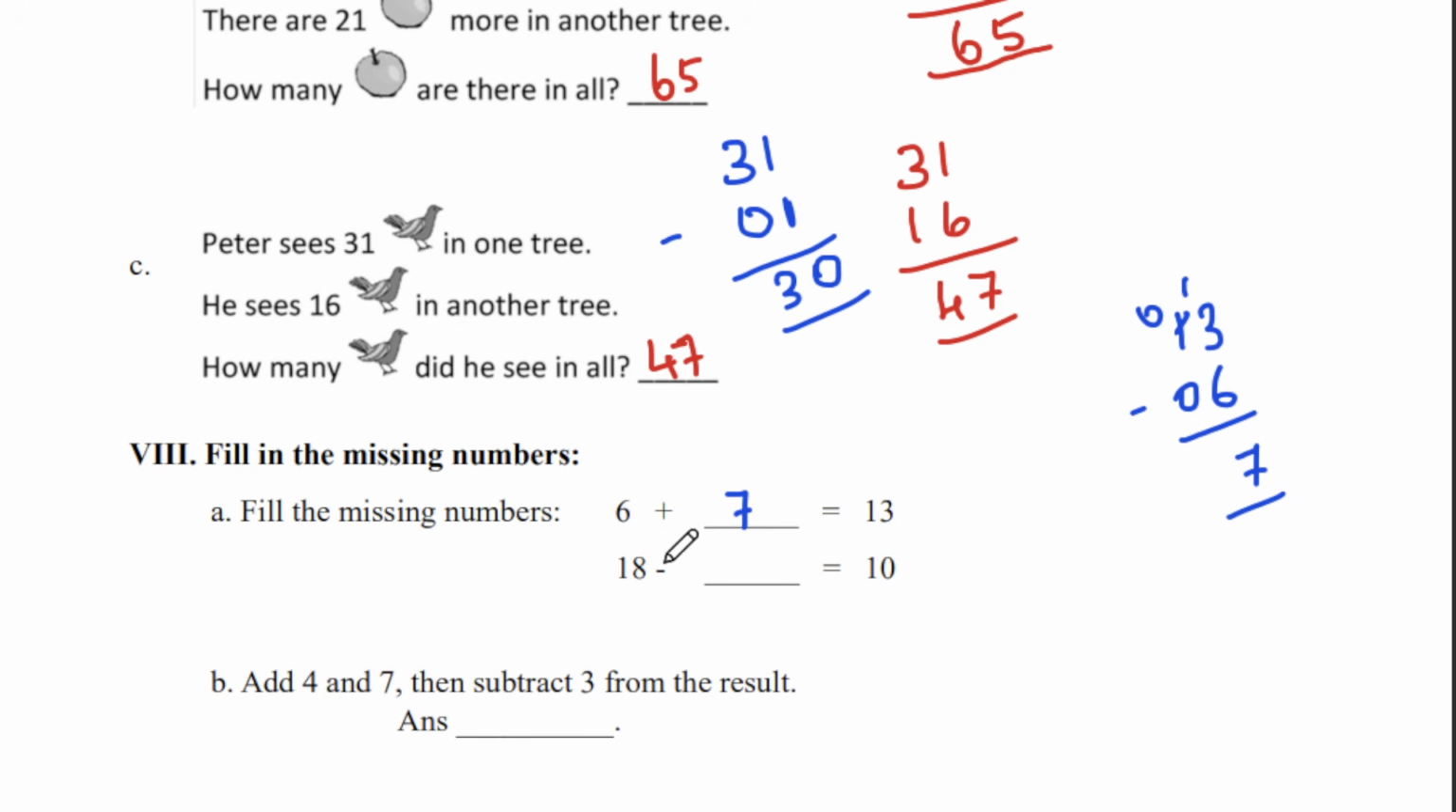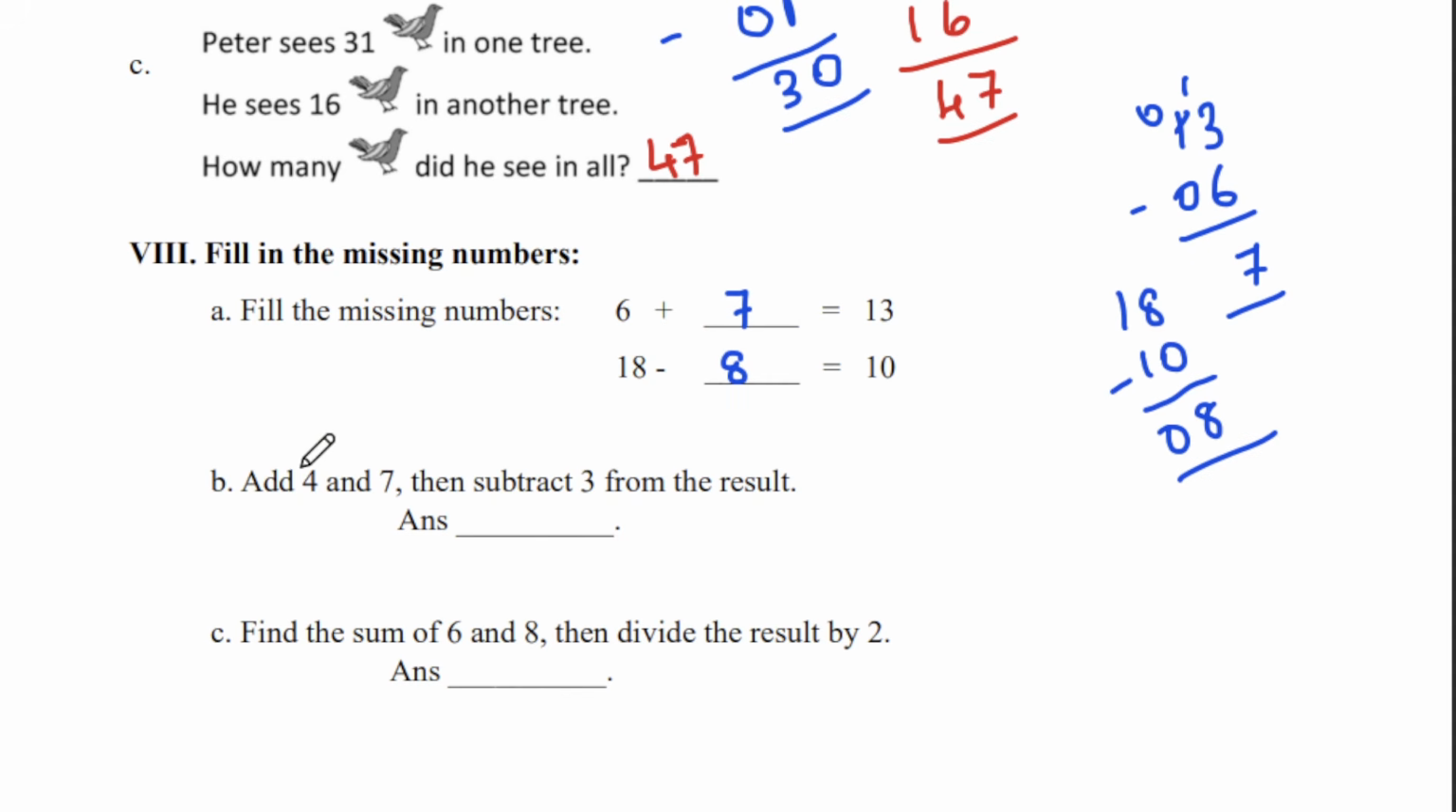So next, 18 minus dash is equal to 10. So which number if you minus from 18, you will get 10. So 18 minus 10. So 8 minus 0, which is equal to 8. 1 minus 1 is 0. So 8. So 18 minus 8, which is equal to 10. So these questions are very simple questions, students.